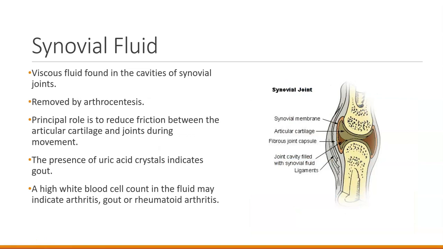Synovial fluid is a viscous fluid found in the cavities of synovial joints. It's removed by arthrocentesis. The principal role of synovial fluid is to reduce friction between the articular cartilage and joints during movement. The presence of uric acid crystals indicates gout. A high white blood cell count in the fluid may indicate arthritis, gout, or rheumatoid arthritis.